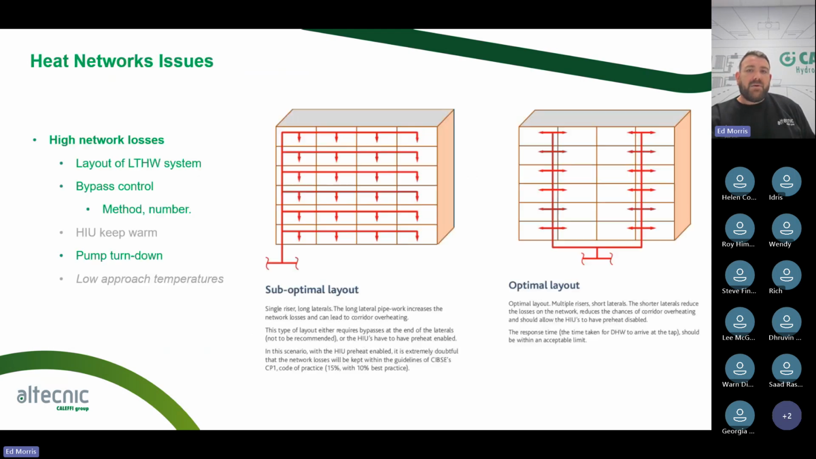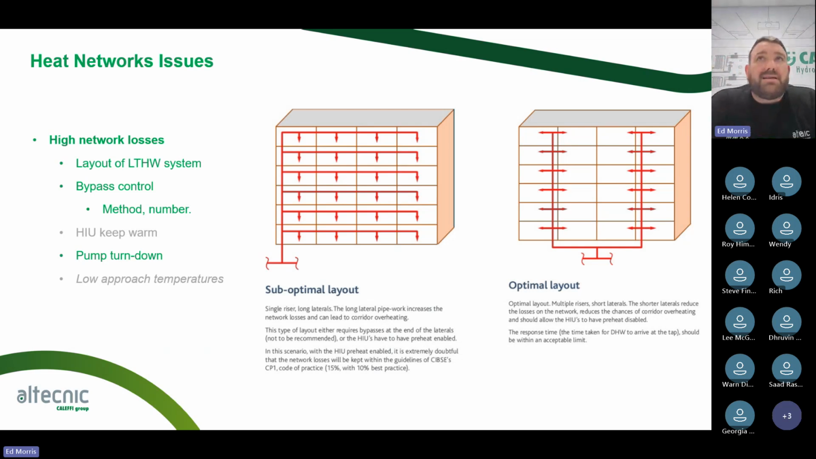Now, we've been talking about network losses, about the way that we lay out our pipework, etc. This is really key now to where we start looking. This is information that we look at in things like CP1, where we start to really look at optimal performance. So, the low temperature hot water system, your bypass control, the method, the number, the keep warm functions, pump turn down, approach temperatures.